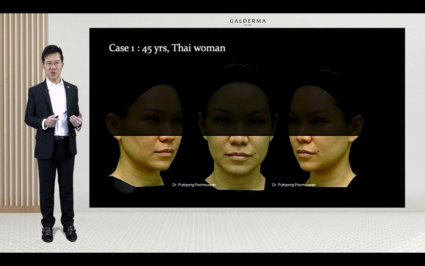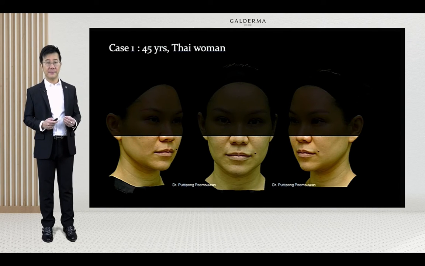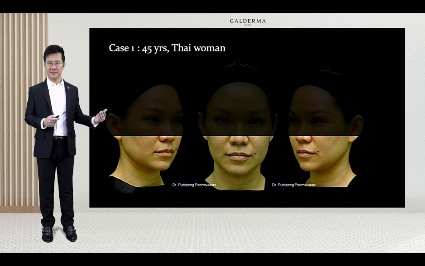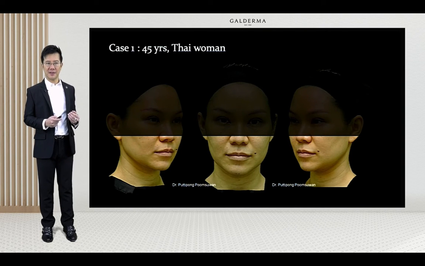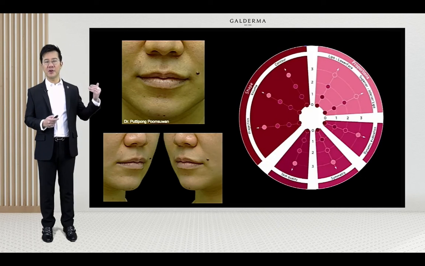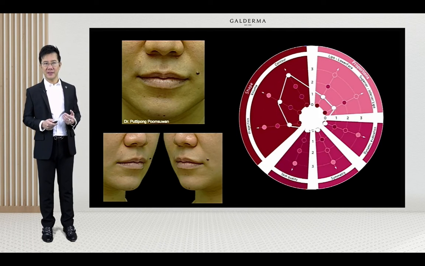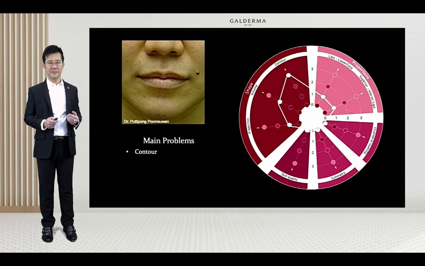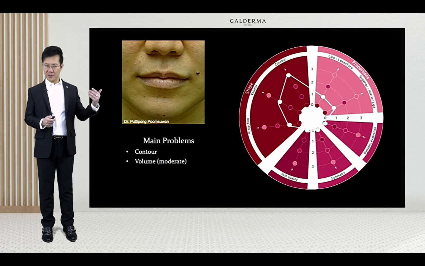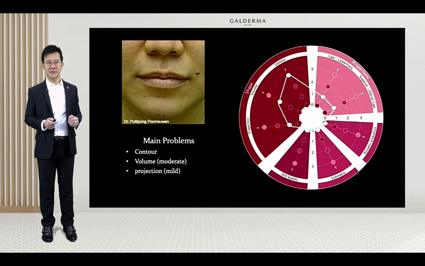The injection case 1 is a 45 years old Thai woman who wants to improve her look and is afraid of unnatural outcome. Her desire is similar to the previous case, as we expected from patients in this age group. Use the perioral assessment scale to identify her problem. The main problem is contour, a little bit on the volume and projection.